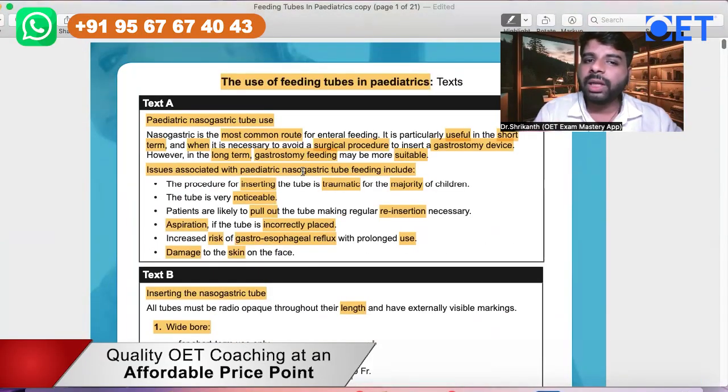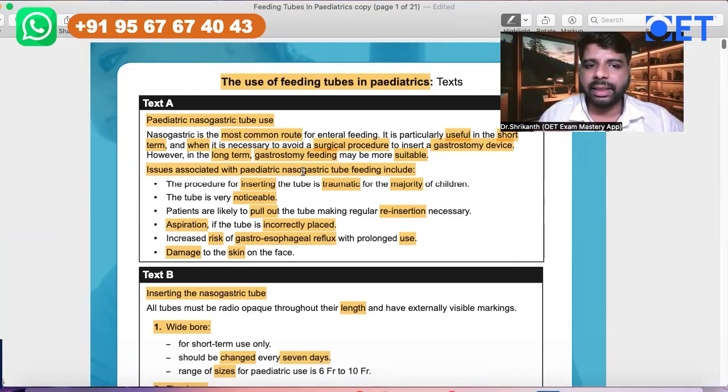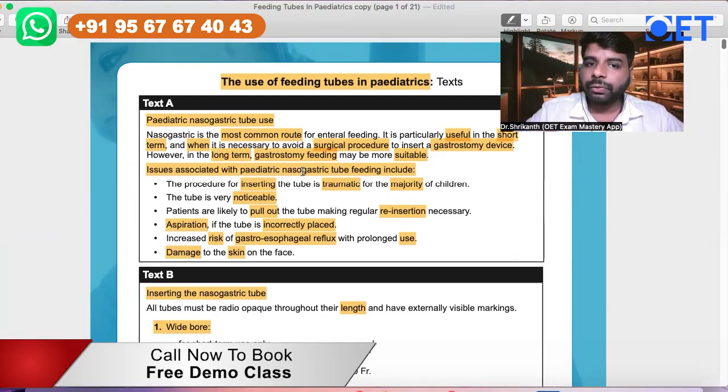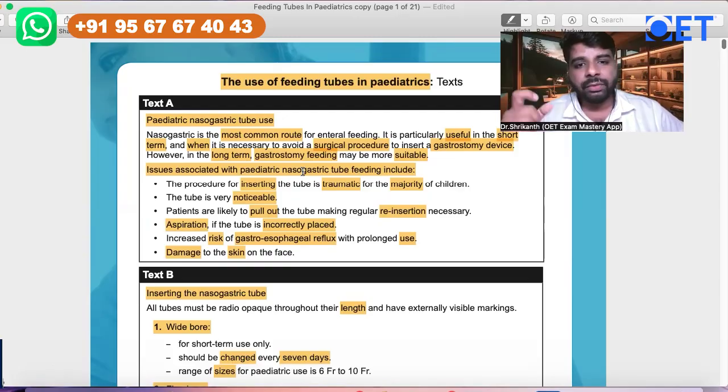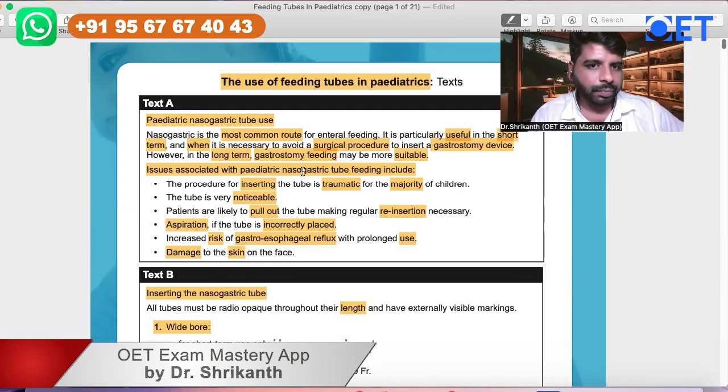Now, how did we read text A, text B, text C, and text D? We read with a lot of effort, right? We had an aim in our mind, an objective: this is what I'm looking for. And with that objective, with that clarity, with that focus, we were reading. So that is definitely going to help you out.